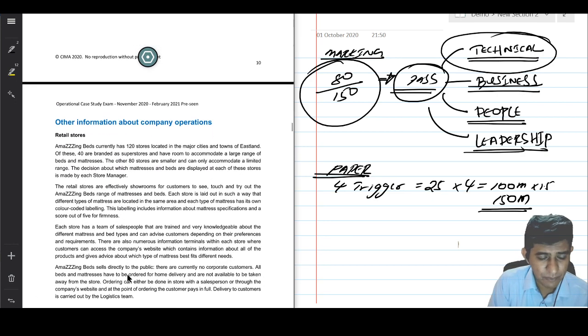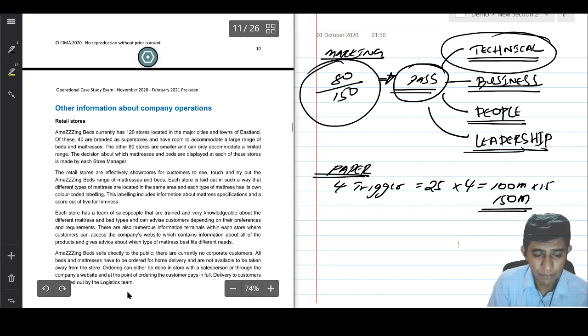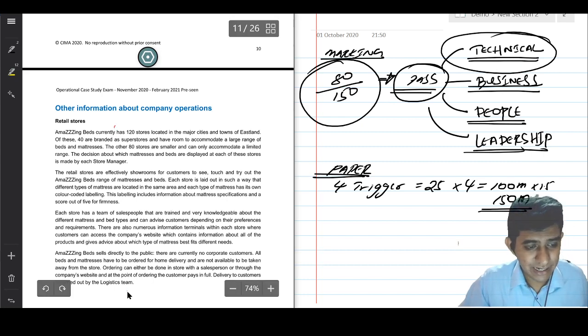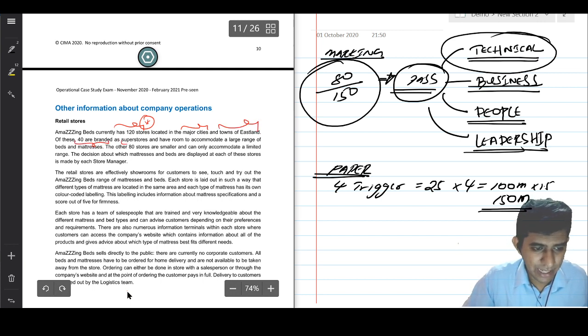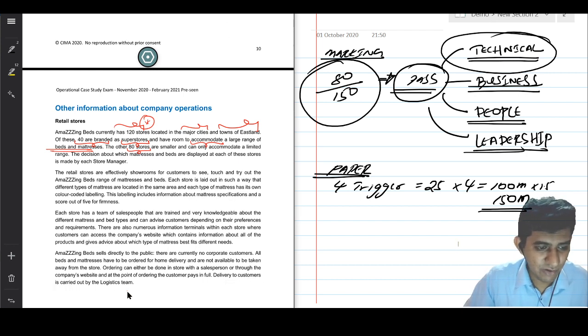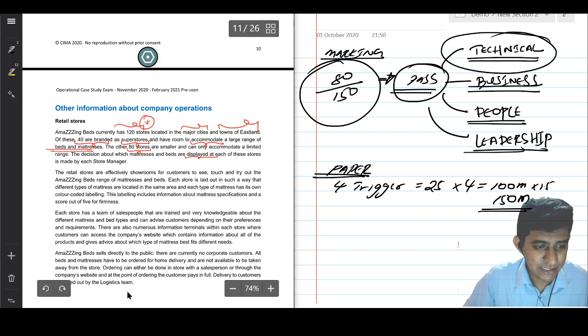And the other information about the company operations, I think this is a very important page, students. So Amazing Bed currently has 120 stores. I clearly mentioned it is one of the most important things, located in major cities and towns in Eastland. Of these, 40 are branded superstores, and the rest have to accommodate a large range of beds and mattresses. The other 80 stores are smaller, which can only accommodate a limited range. The decision of which mattresses and beds are displayed at each store is made by the store's manager. So I can generally say their management structure is decentralized.